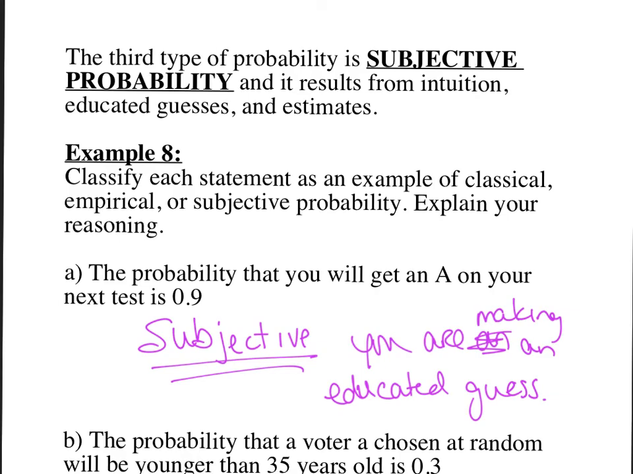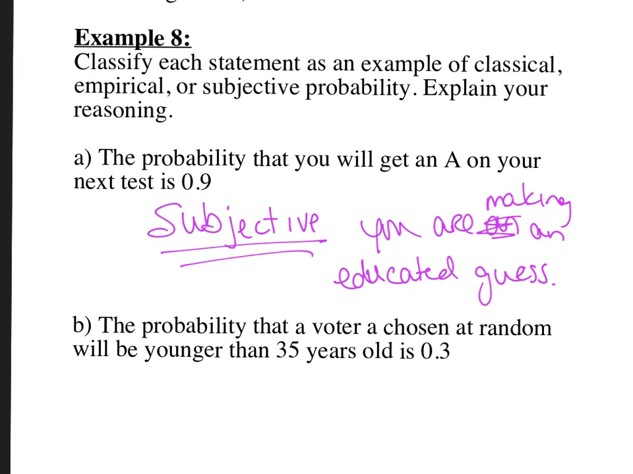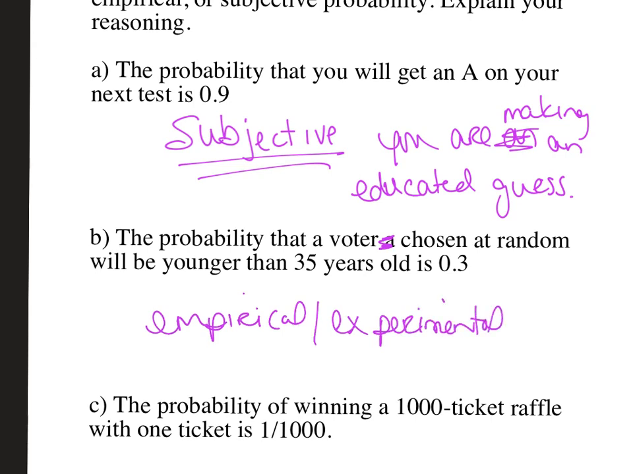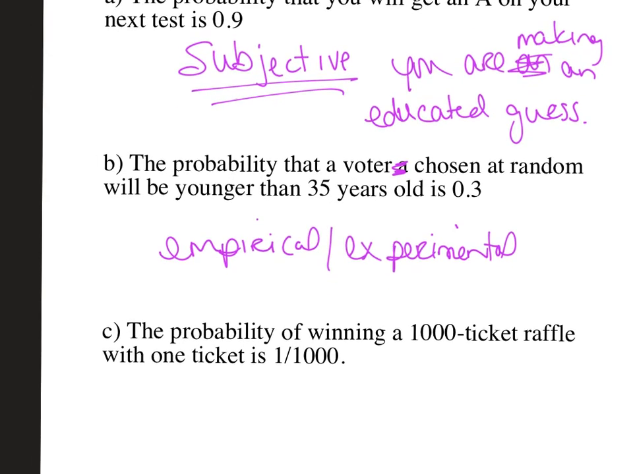All right, so the probability that a voter chosen at random will be younger than 35 years old is 0.3. This would be empirical or experimental, because they run surveys and statistics on voting and on voters and everything like that. So you've got data to back that up.